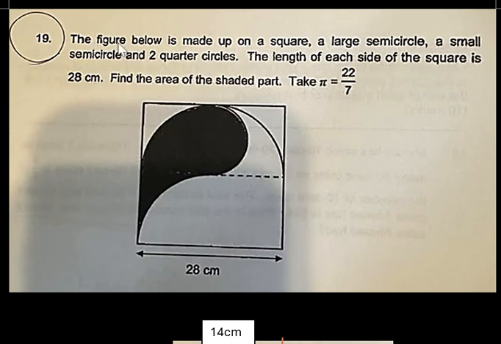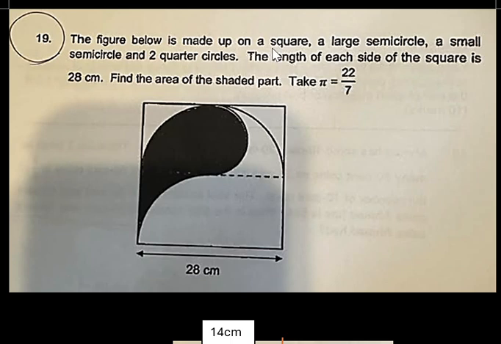Hi, the figure below is made up of a square, a large semicircle, a small semicircle and two quarter circles. The length of each side of the square is 28 cm. Find the area of the shaded part, taking pi as 22/7.